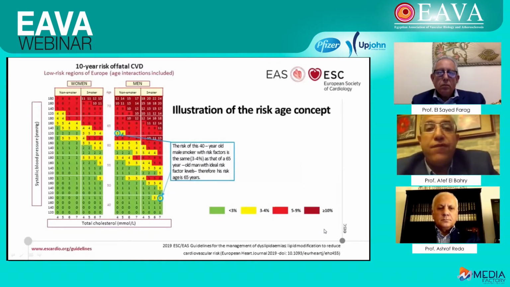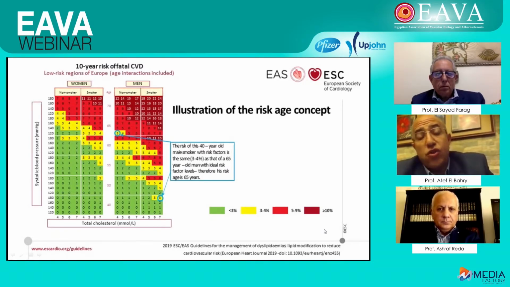Let's go through a very important arm for detecting the patient risk, which is risk scoring. All the European societies concerned with cardiovascular disease, and also the American ones, are using score charts or risk score assessment for atherosclerotic cardiovascular disease.